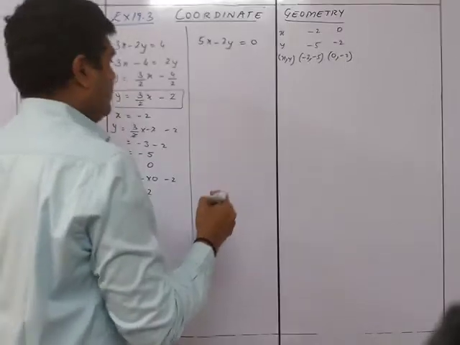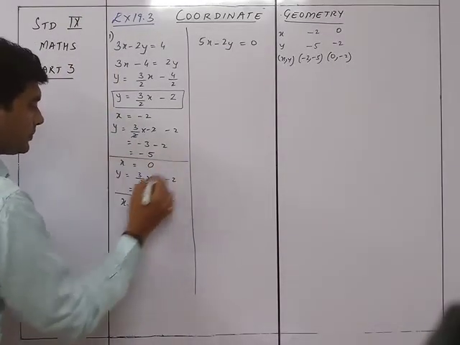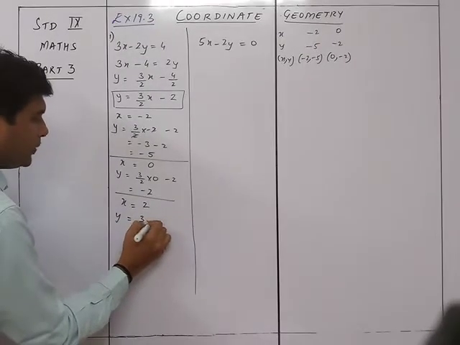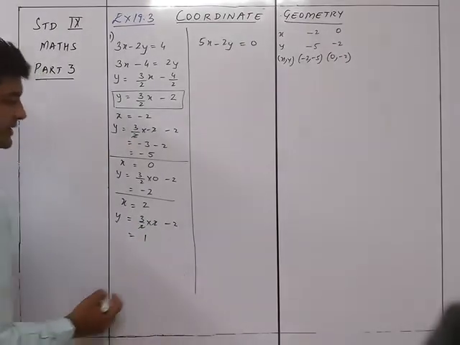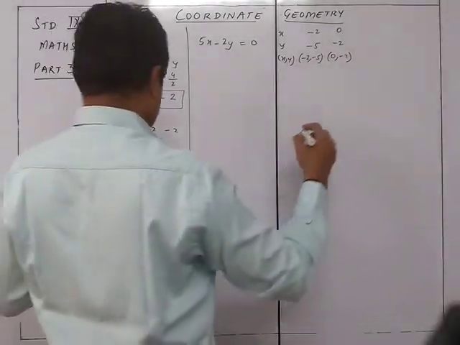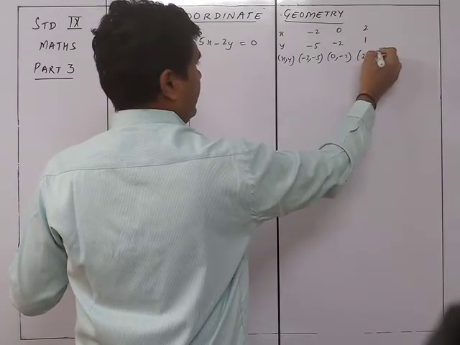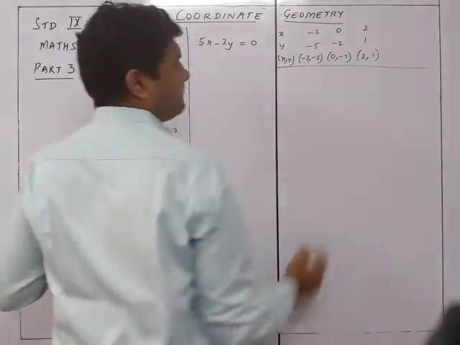And the last one will be, we take x to be 2. So it will be y is equal to 3 upon 2 into 2 minus 2. So that will be 1. So you get this as 2 and 1. That will be 2 comma 1. That's the first table.